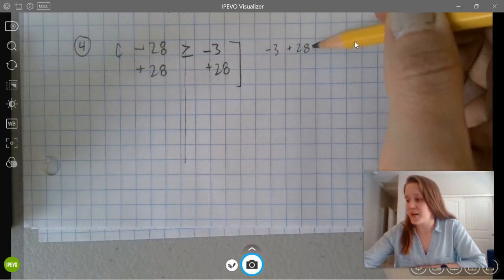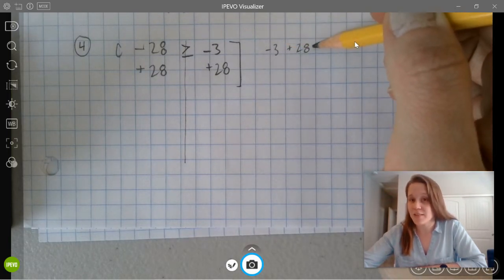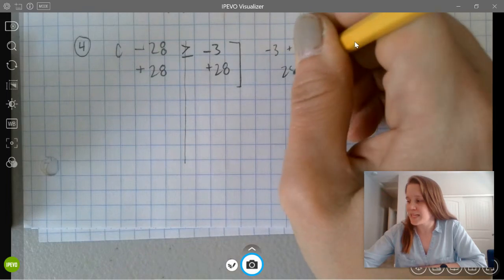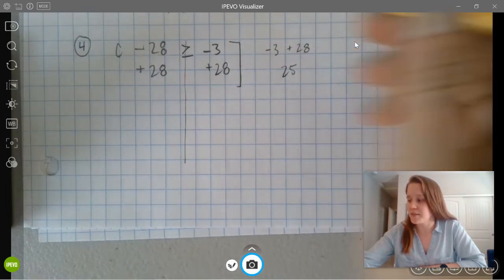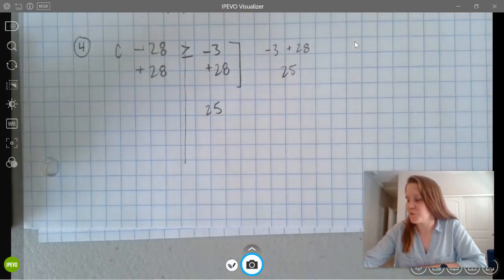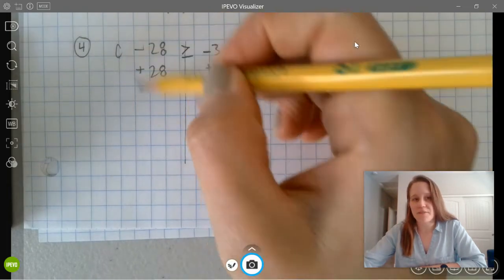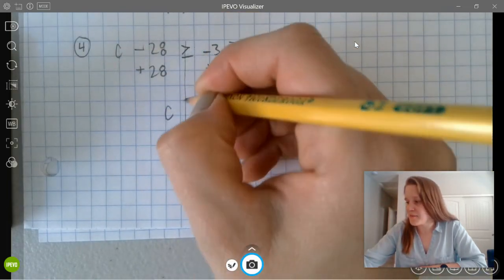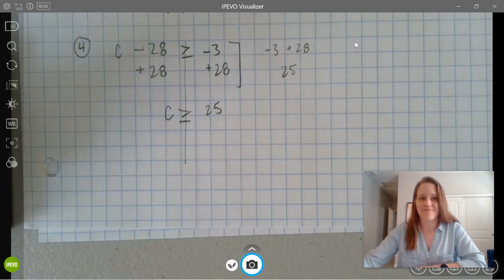When I have a negative and a positive added together, I actually subtract their absolute values, 25, and I take the sign of the bigger number, positive. Cool, so that was positive 25. What's left on the left side is C. I keep my greater than or equal to sign.